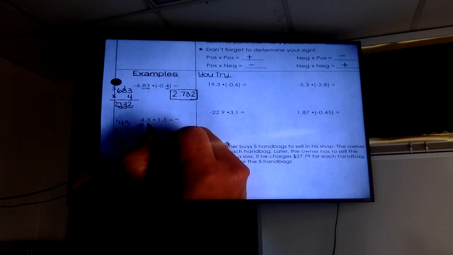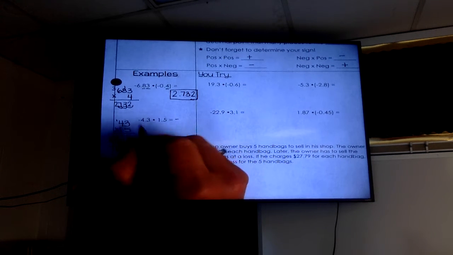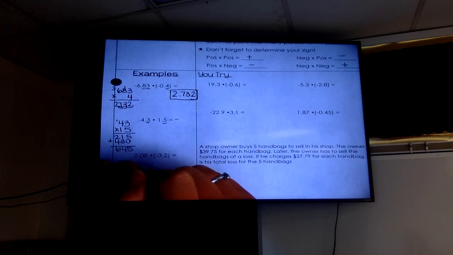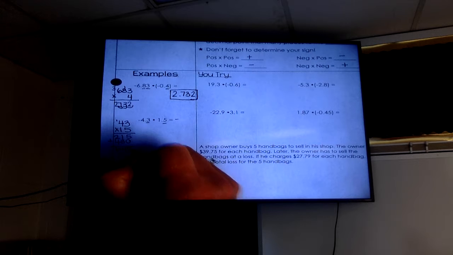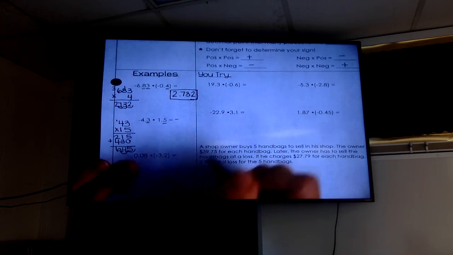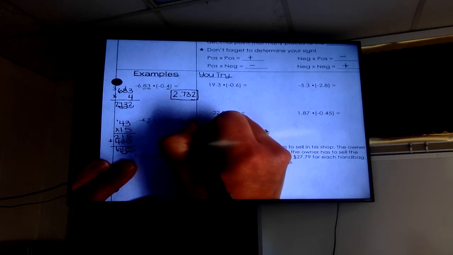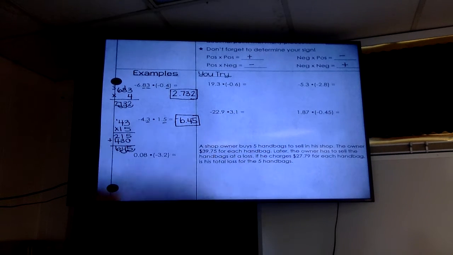I'm going to go back up to the original problem and see how many numbers were behind decimals. So I have 2 numbers behind decimals. So I'm going to take my invisible decimal point that's right here and move it 2 places to the left. So I know my answer is 6.45. And again, we already determined it was negative because a negative times a positive is a negative.